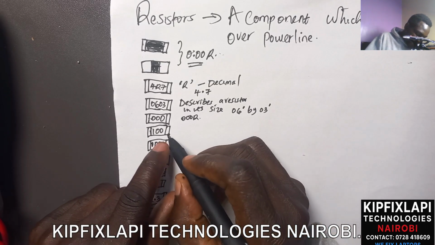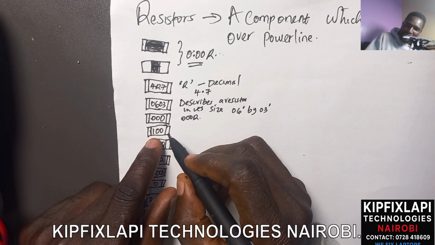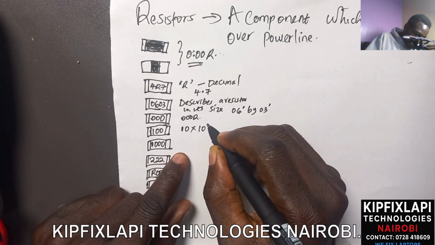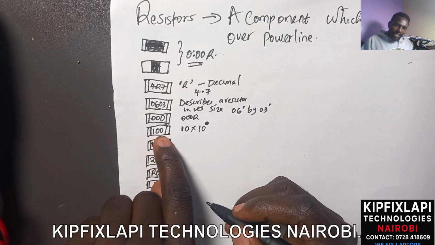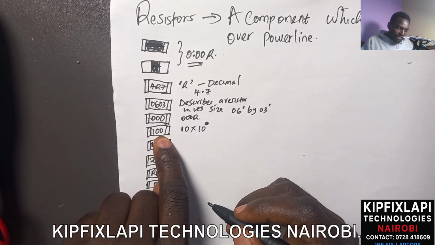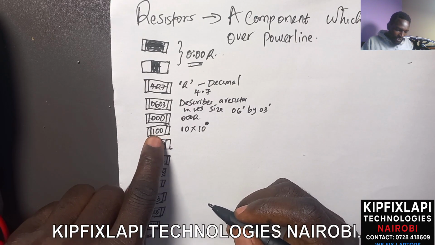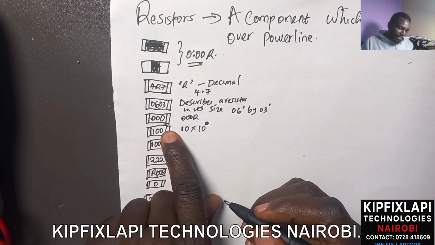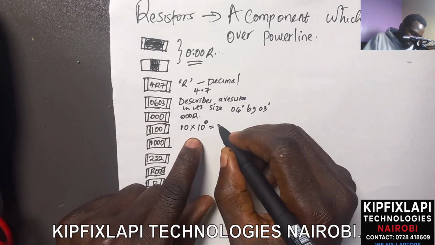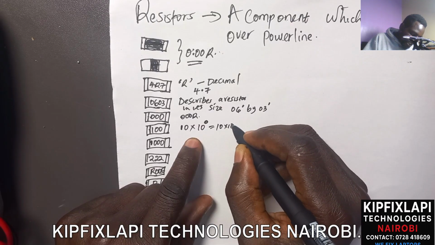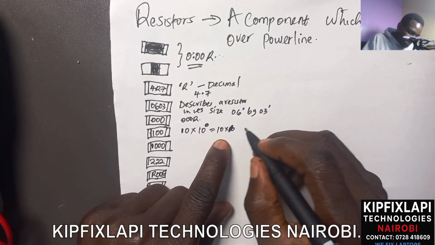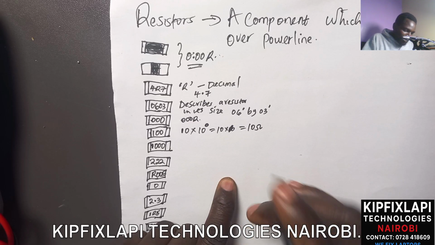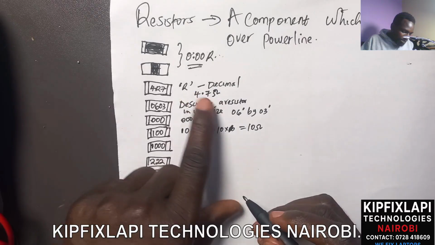Then next, if you find a resistor labeled 100, it means 10 times 10 raised to 0. That last digit is the multiplier. So you take the digits except the last one, times 10 raised to that last digit. So this one means 10 times 1, because 10 raised to 0 is 1. So this one is 10 ohms resistance. And this 4.7 is 4.7 ohms.